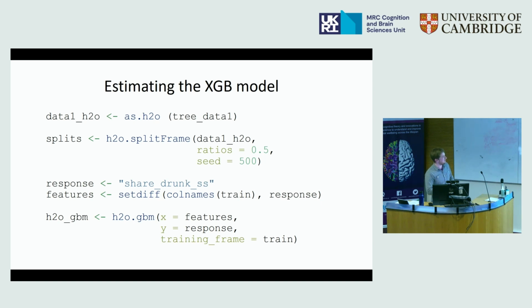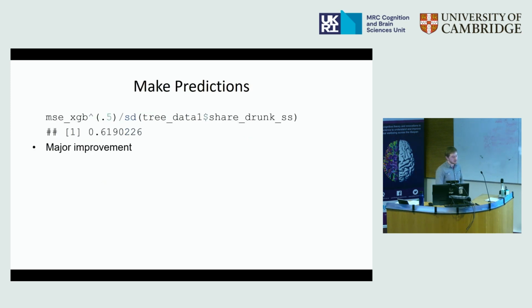But what we do is the same thing. We split our data frame, we define features and responses, and then we train it and predict again. And here we see a major improvement. Our predictions are only 0.6 of the standard deviation off, and that really makes a difference over the mean model. So we can show that if we use these variables, we can actually explain the behavior, which might not come through in the initial models.